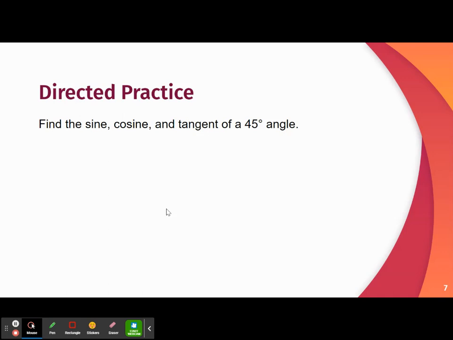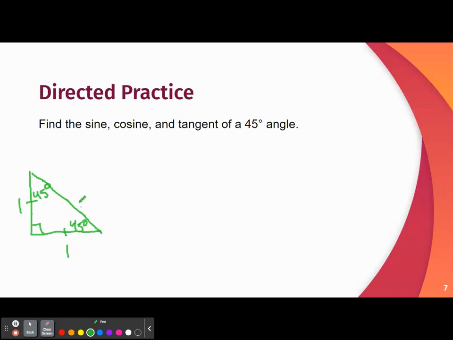All right, it says find the sine, cosine, and tangent of a 45-degree angle. Notice you don't have a triangle here. So what's the very first thing you think I'm going to do? Draw a 45-degree triangle. Now, all of these triangles are right triangles. So you have a right angle, and you have an angle that's 45 degrees. What's this other angle up here going to be? 45. Now, if this side over here were to be 1, what's this side over here going to be? What's my hypotenuse going to be?